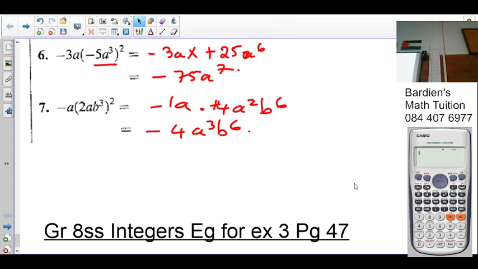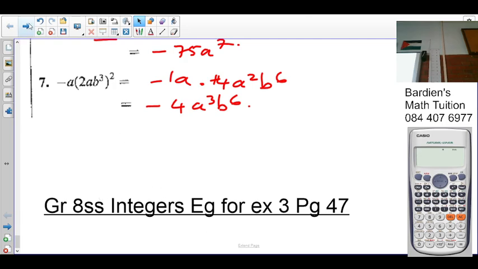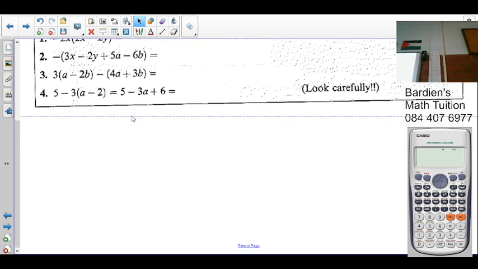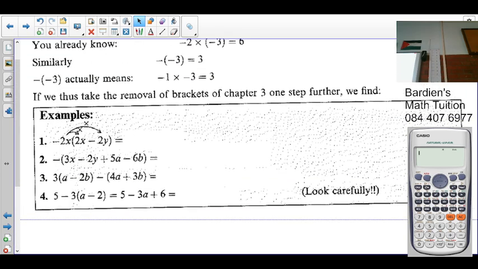Do you guys understand? Okay, so during the lesson tomorrow, we will conclude the examples dealing with the same. For homework, I would like you guys to do from exercise 3, numbers 1 to 20, and that's on page 47. This is the next exercise.